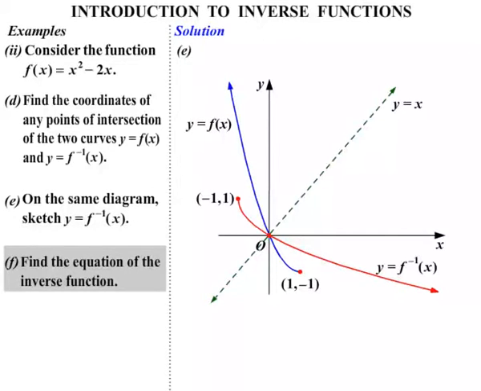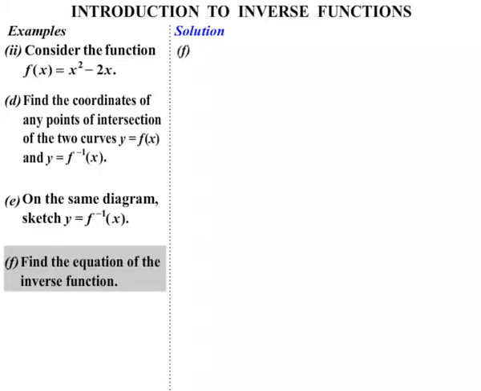Our final part, we need to find the equation of the inverse function. So let's write down our original. Now for our inverse function, we simply swap the x with the y, so we'll end up getting that x equals y squared minus 2y. Now we need to eventually make y the subject, but we'll have a perfect square involved here. So let's write down y squared minus 2y equals x. All I've done is rewritten the order there.